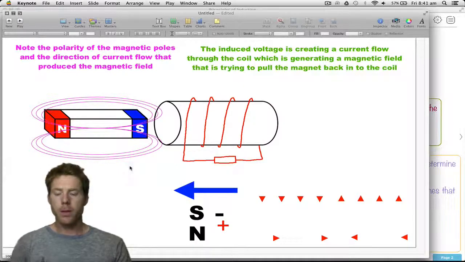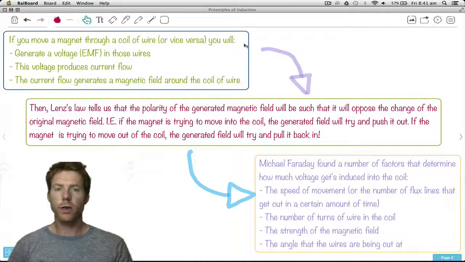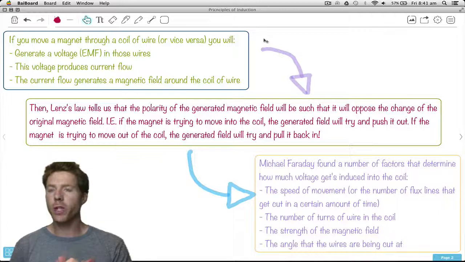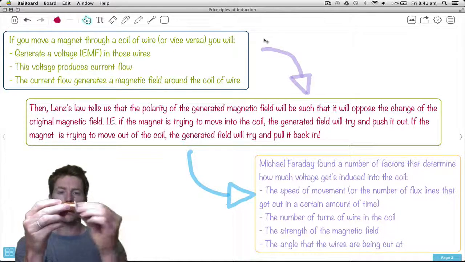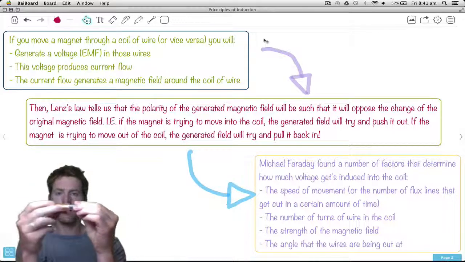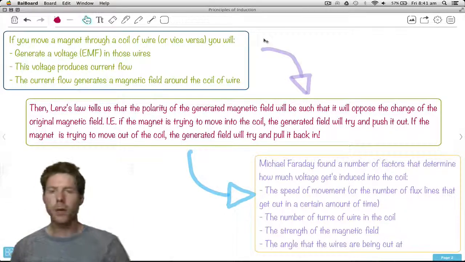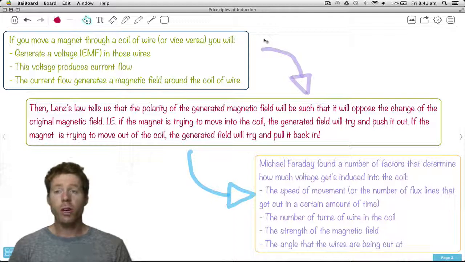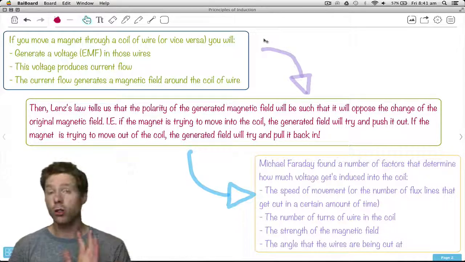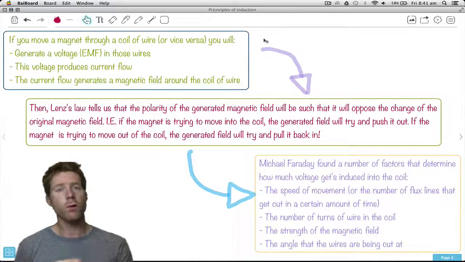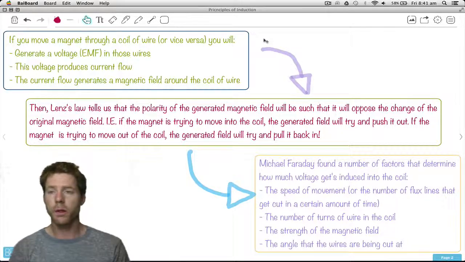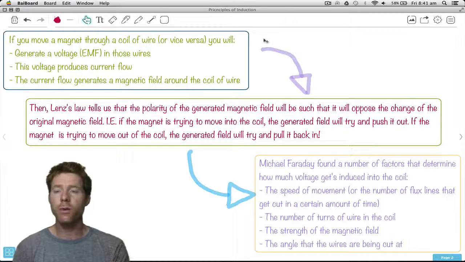Now, let's have a look over here at some things I've written up. So the green text first. If you move a magnet through a coil of wire, or vice versa, so either move this in and out of that, or move this on the outside of that, you will generate a voltage, or probably a better word is induce a voltage into those wires, otherwise known as electromotive force, EMF. Now that we've got a voltage, we know what happens when you connect a voltage to a circuit. You get current flow through the circuit. So this voltage produces current flow.